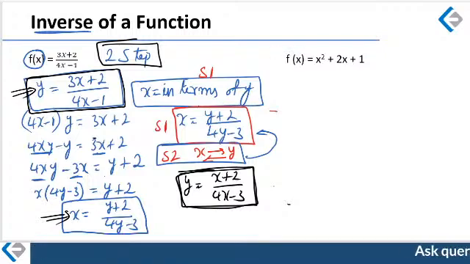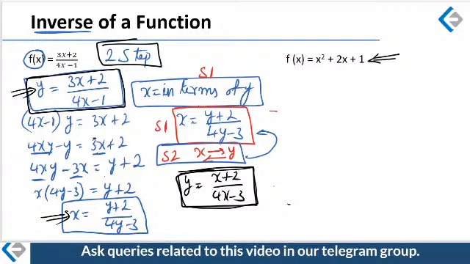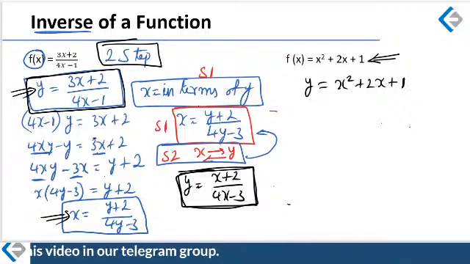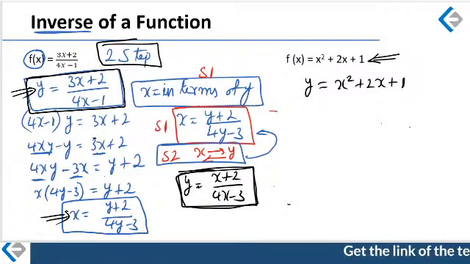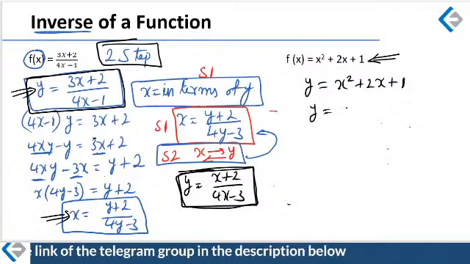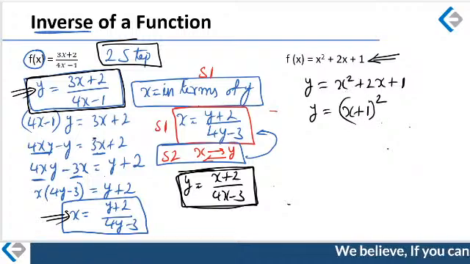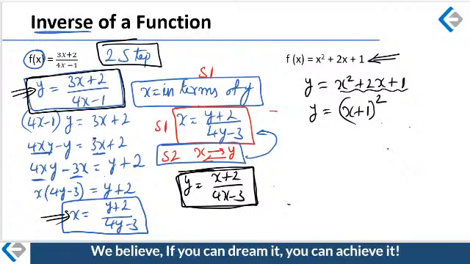Let's take another example just to illustrate that point. What is given to me? y is equal to x square plus 2x plus 1. We'll find the inverse of this function. This is what is presented to me. Now I have to write x in terms of y. That's the challenge in front of me. So let us first understand this. y is equal to x plus 1 whole square, because x square plus 2x plus 1 can also be written as x plus 1 whole square.